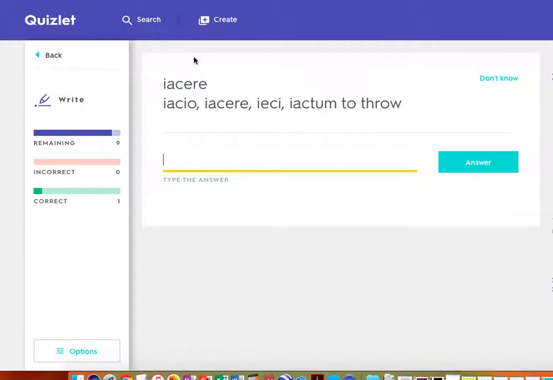Here is the infinitive iacere. I see it ends with ere, which looks the same as the second principal part of the vocabulary word given. That means that this is a present active infinitive, and I will translate it the same way as it is translated on the vocabulary list, to throw.